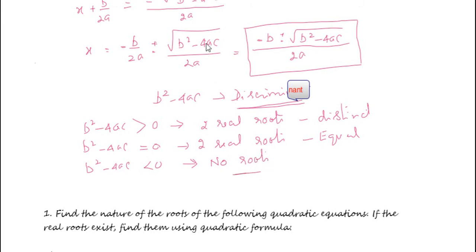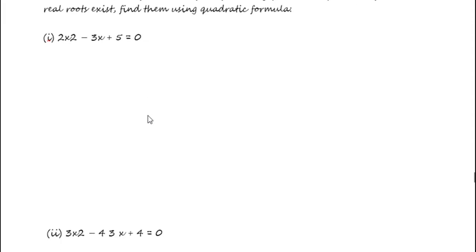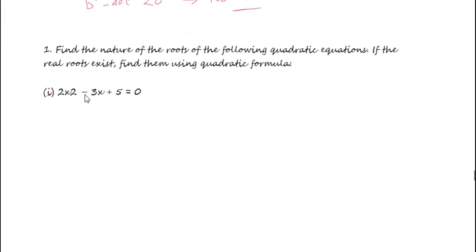So looking at b square minus 4ac of any quadratic equation, you can decide what kind of roots the quadratic equation will have. We will solve a couple of problems on this. Find the nature of roots of the following quadratic equations. If real roots exist, find them using the quadratic formula.